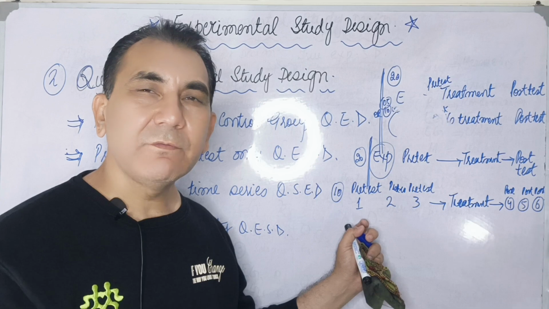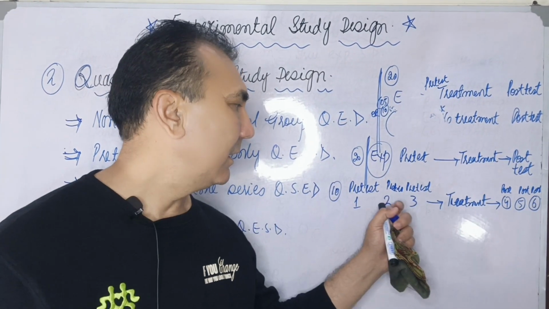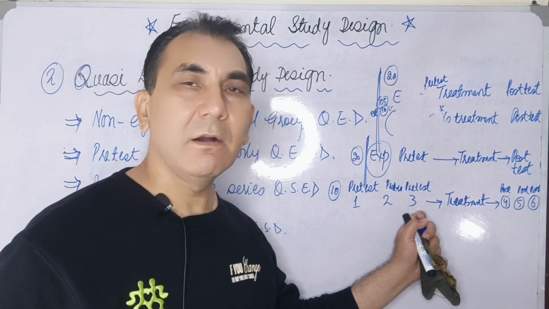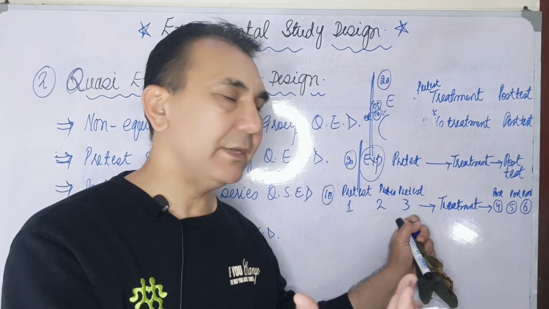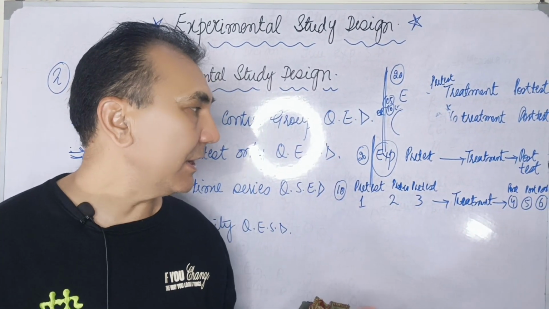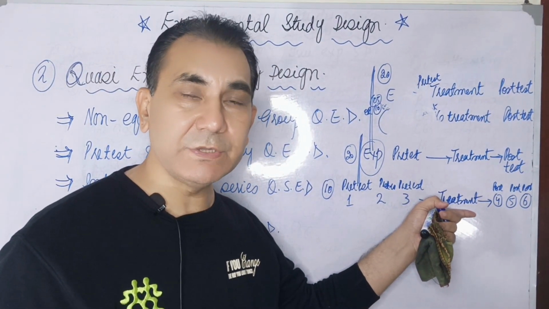Means he took the first pre-test, and then gave the phase after the 1 month. He took another pre-test, the second pre-test, and then after the third, after another 1 month phase, he took the third pre-test after the 1 month. Then he gave the treatment or intervention.